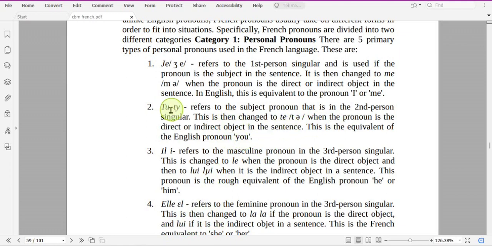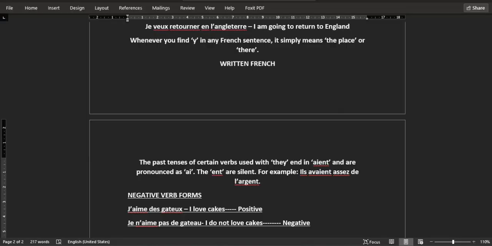In this case here, tu changes to te when it changes to an object instead of a subject, and it comes before the verb. Je te donne, I give you. Although this means you as tu does, this is a subject. The you there is a you in the objective case, so I give you, je te donne. That's what they're saying right here. Let me illustrate that in the text here.